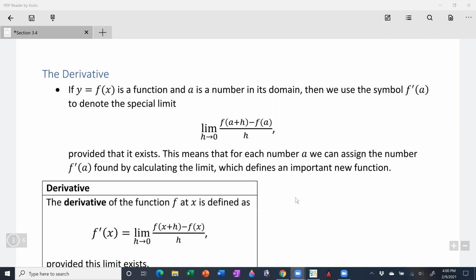So if y equals f of x is a function and a is a number in its domain, then we use the symbol f and that little apostrophe right there. So we say that that's f prime of a. That's that symbol that I had on Desmos there. So f prime of a denotes the special limit that we just calculated, okay? The limit as h goes to 0 of f of a plus h minus f of a over h. So that's the slope of the tangent line, provided that it exists, of course.